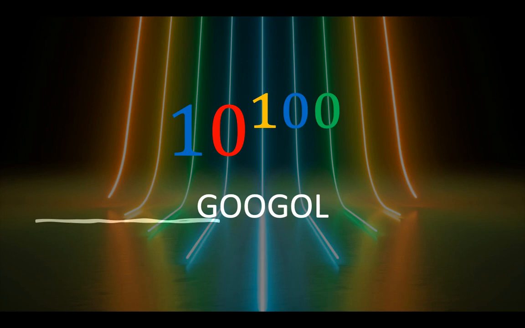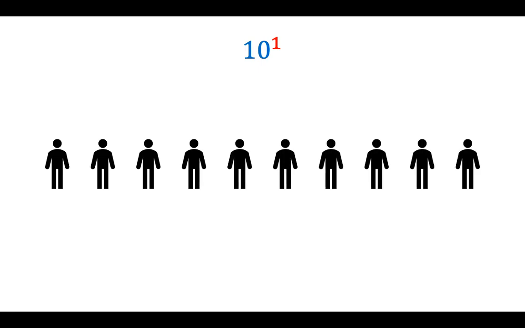So I'm going to try to convey what this number would look like, even though that will be impossible, as you'll see. But we start off with something simple that we can actually picture. Let's just use stickmen. Okay, so 10 people is represented by this number, 10 to the power of 1, which is just 10. I think we can all comprehend this number.